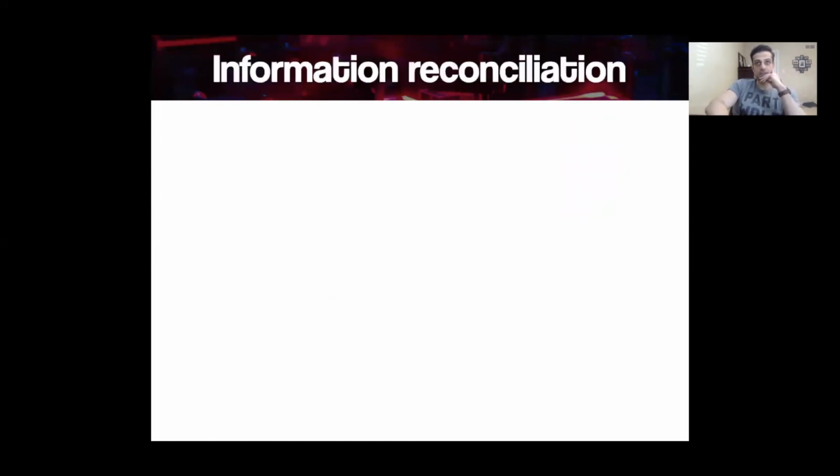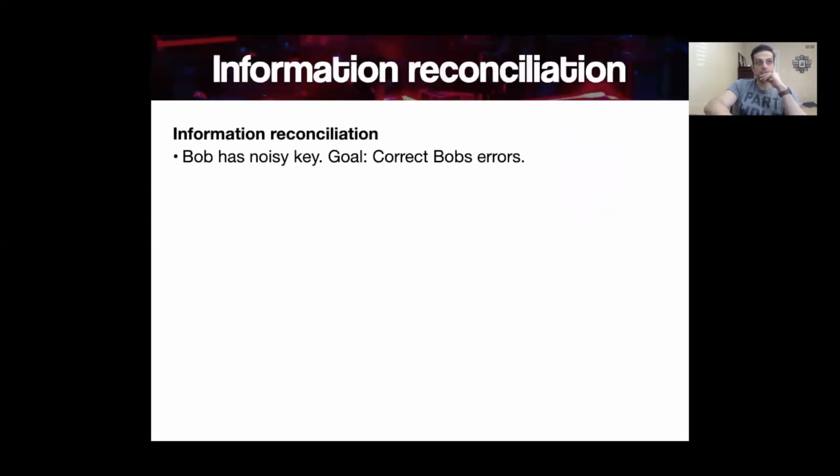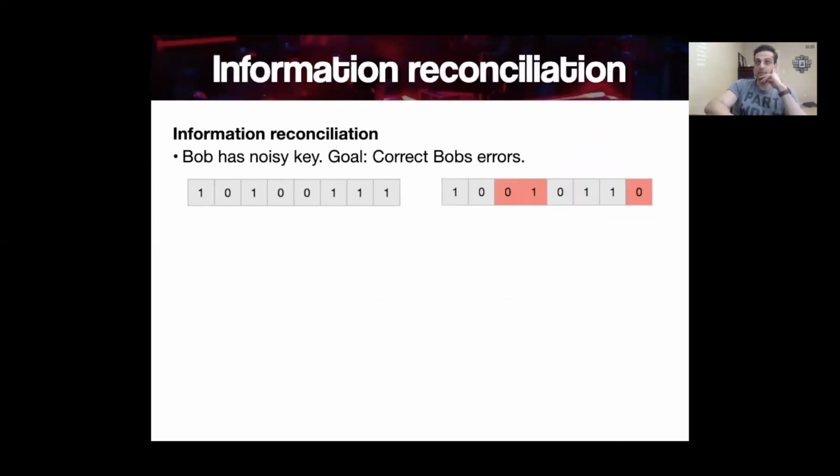So first we'll look at information reconciliation. We start with this assumption that Bob has a noisy key, and the goal is to correct Bob's errors. So say this is the key Alice sent, or meant to send at least, and this is the key that Bob found through the BB84 protocol. Three of them don't agree.